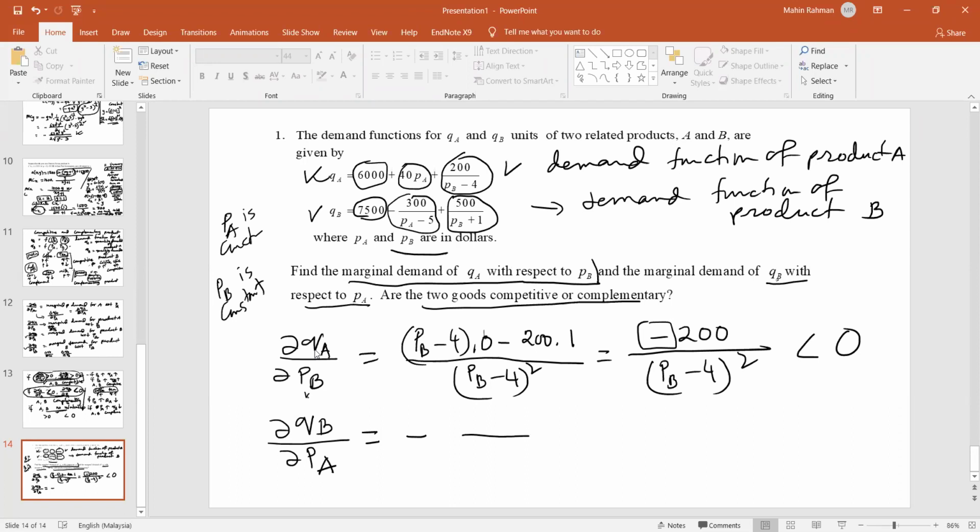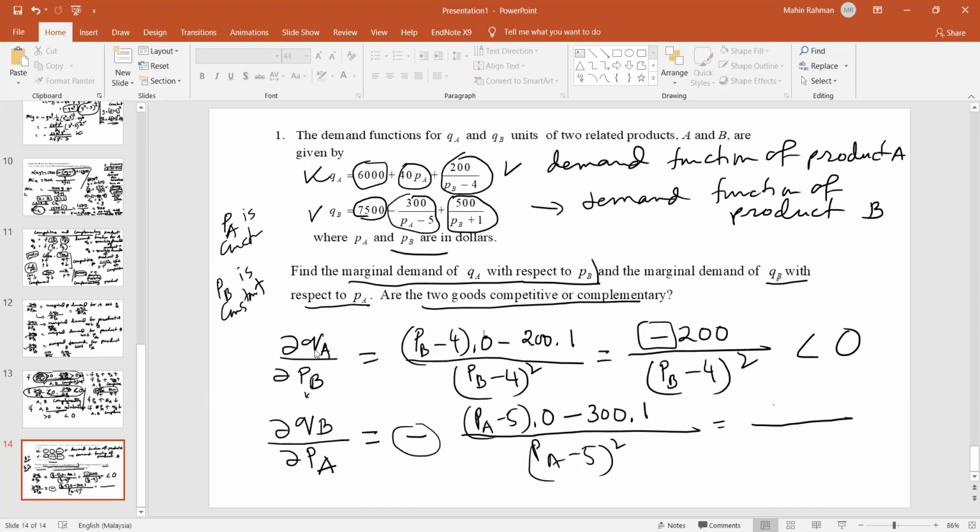Now you have to follow the quotient rule: PA minus 5 times the derivative of 300, which is 0, minus, you write down 300, the derivative of PA minus 5, which is 1, because the derivative of PA is 1 and the derivative of 5 is 0. Divided by PA minus 5 whole square. Now it will be negative 300 and here also minus, so minus minus becomes plus. So 300 divided by PA minus 5 whole square.